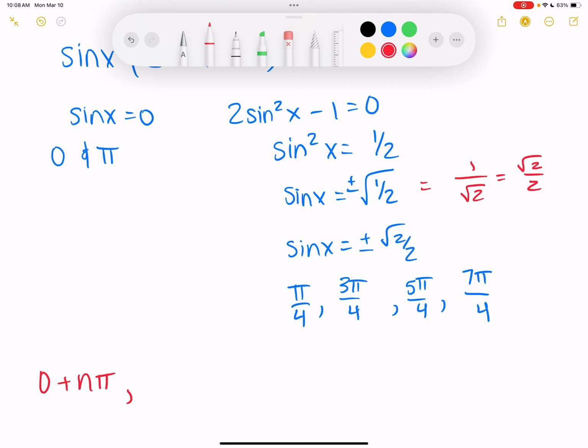You have to have this: 0 plus n pi. Why can't they just put n pi? Because you wouldn't know where the starting point is. You have to have a starting point.